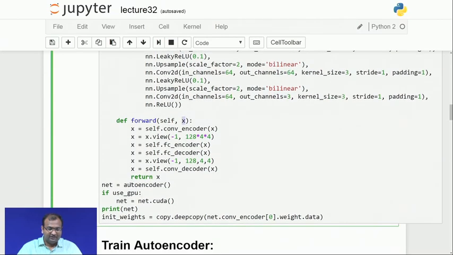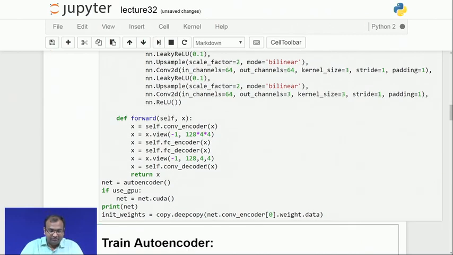Now, once this is done, I can define my network, and if my GPU is available, which for me it is, then I can convert it to CUDA and typecast it. This is just for printing the network. Since I want to look into what kind of weight change has happened, I would just be copying down my weights and keeping them.